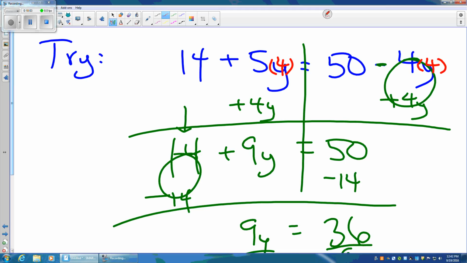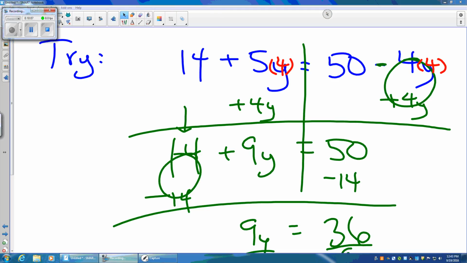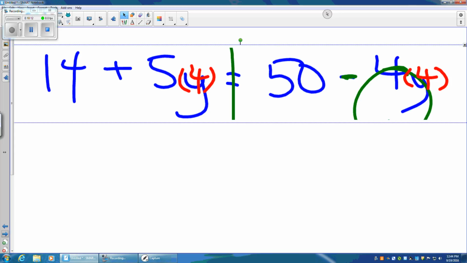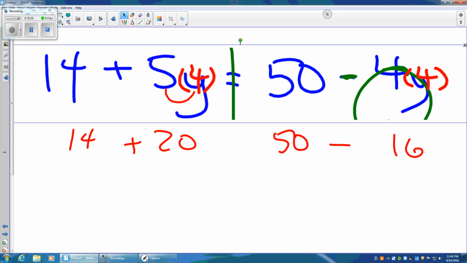I might take this to a new page so it's a little bit easier for us to see. So what I'm going to do is I'm going to actually multiply all this stuff out. So I'm going to go 5 times 4 and get 20 plus 14. And I'm going to do the same thing over here. 4 times 4 is 16. So I'm going to go 50 minus 16.